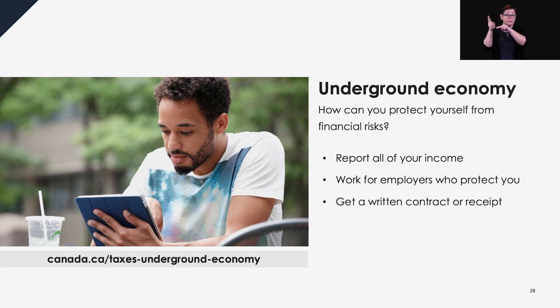Make sure you are on the payroll of an employer so that you can benefit from workers' compensation programs if you're injured on the job, and from employment insurance if you lose your job and want to apply for employment insurance. Always get a written contract or receipt when you buy goods or services. If you don't get a receipt to prove you purchased something, such as a new laptop, you're not protected if something goes wrong and you want a refund. Instead, it may cost you even more money to repair or buy a new laptop.